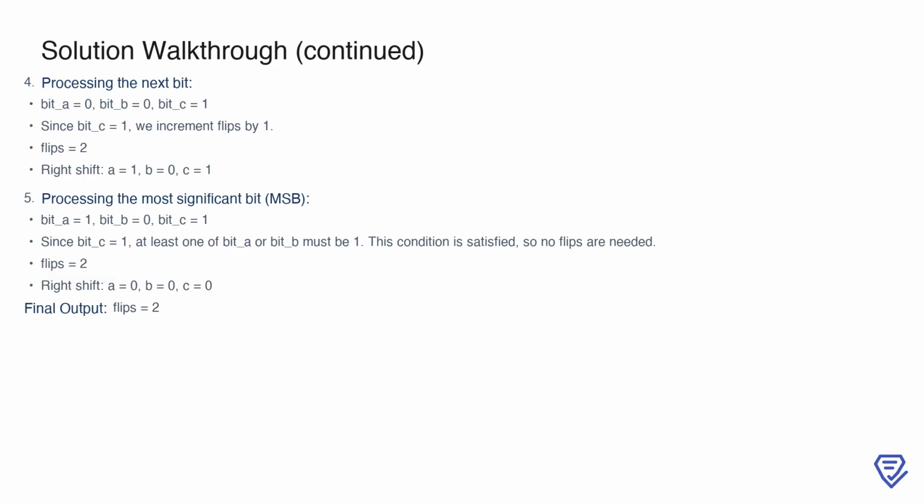Finally, we process the most significant bit. Bit_A is 1, bit_B is 0, and bit_C is 1. Since bit_C is 1, at least one of bit_A or bit_B must also be 1. This condition is satisfied, so no flips are needed, and the flips counter remains at 2. After a final right shift, all values become 0, completing the processing. The final output for this example is flips equals 2.